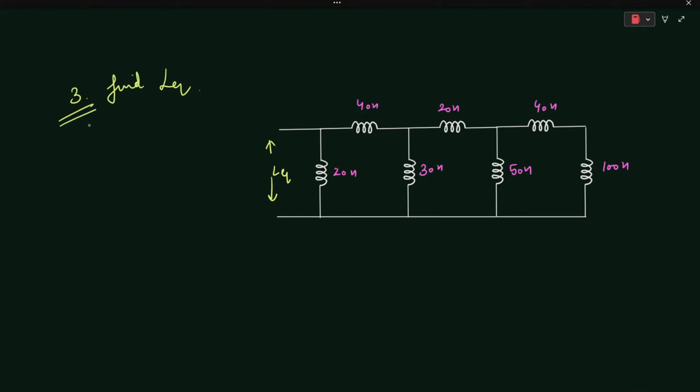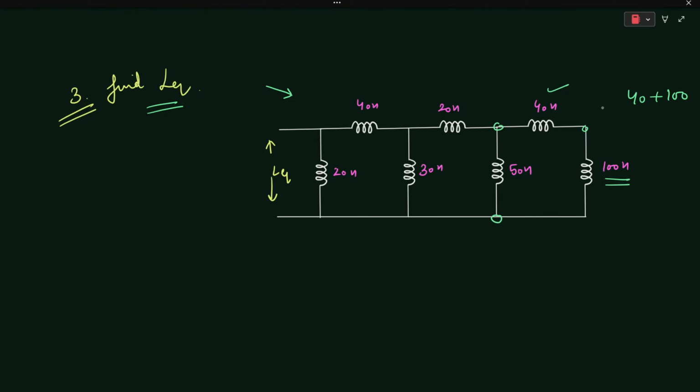Now let's find the equivalent inductance of this particular electrical network. In this network, you can see that the 40 henry and 100 henry inductors are both connected in series with each other. It means that the resultant of these two will be 40 plus 100. And these two inductors are connected in parallel with the 50 henry inductor.